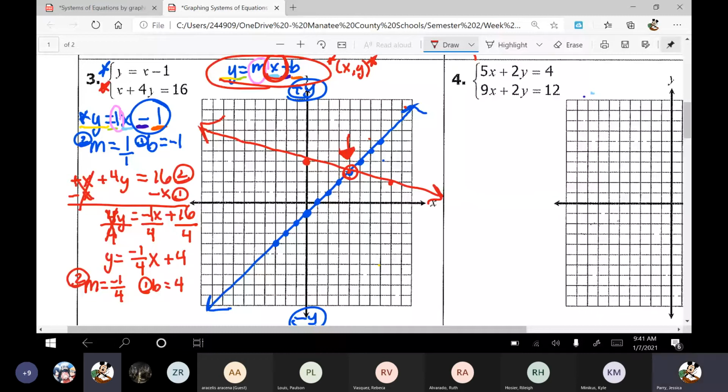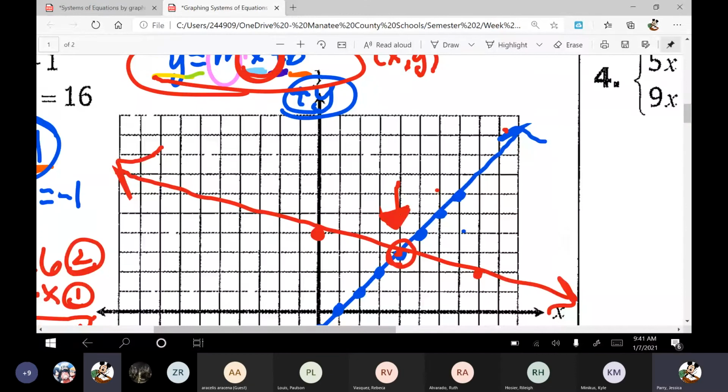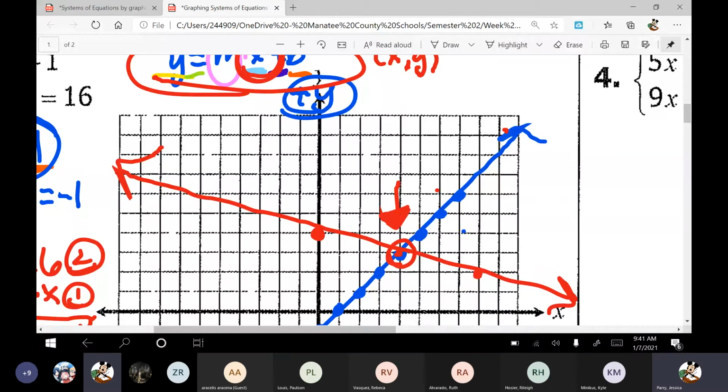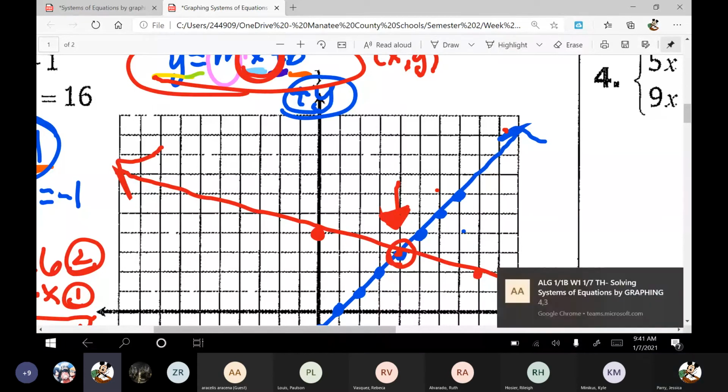And I'll zoom in so you can see a little bit better. Go ahead and write down the solution. I see 4, 3, 4, 3. Awesome. Anyone else? 4, 3. Perfect. And you guys are correct.